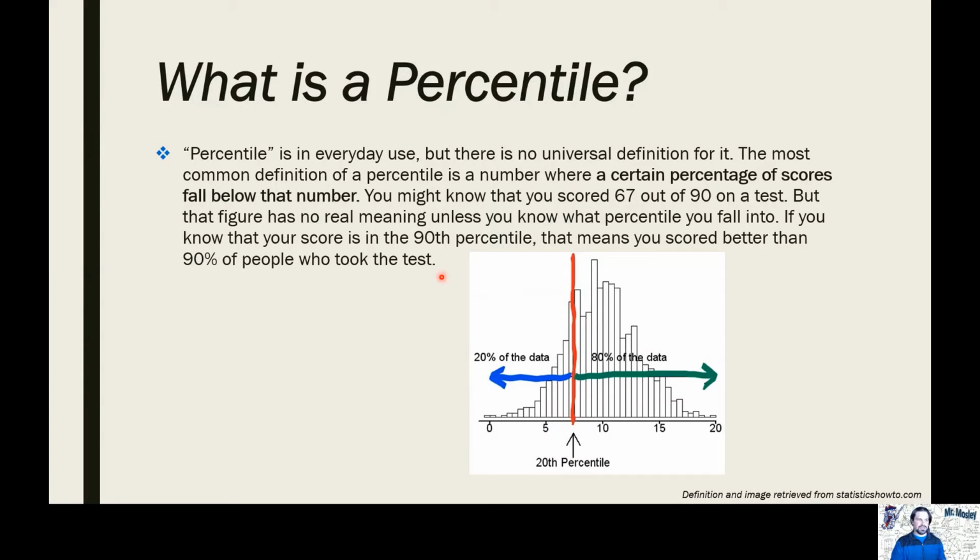A quick little graph kind of illustrating this. We have the 20th percentile on this red line here. This means that 20% of the data falls to the left, 80% of the data falls to the right of that data point.